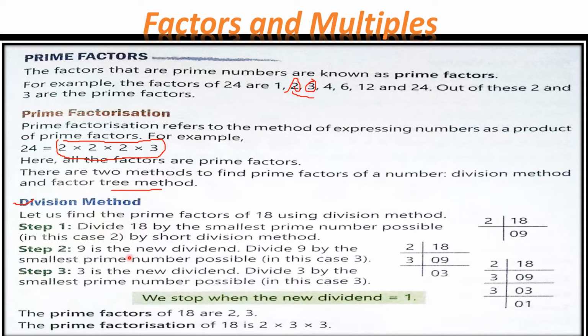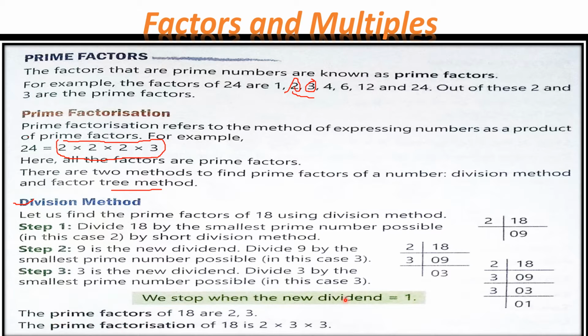See here, 9 is the new dividend. Divide 9 by the smallest prime number. Always start with the smallest prime number first. If we cannot, we will move on and keep on moving. So 2: 18 is divisible by 2, then we take 3. As you can see here, 9 is not divisible by 2, so we are taking 3. Here also 3 is not divisible by 2, so we are taking 3. In this way we can represent the number. We stop when the new dividend is 1. The last number is the dividend, so we stop here because the dividend is 1.